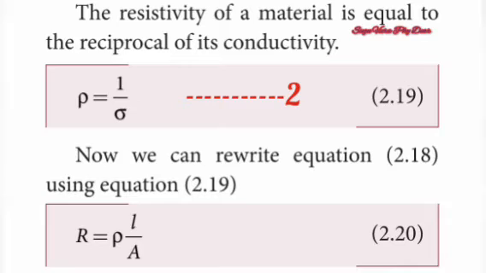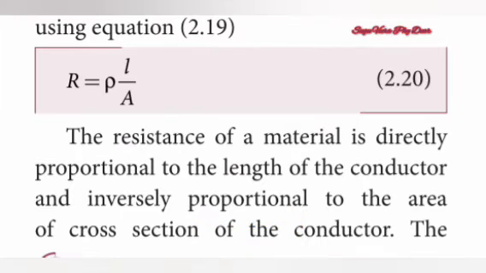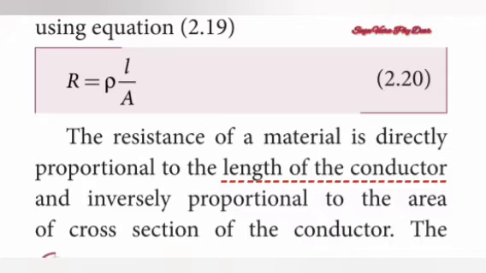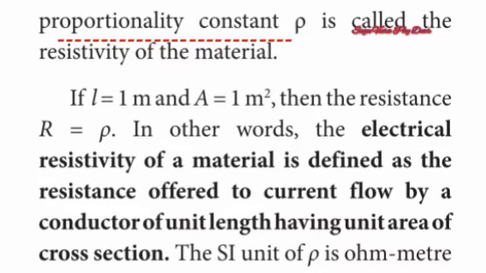Equation number 2, substitute in 1. Now we can rewrite equation 1 using equation 2. R equal to rho L divided by A. The resistance of a material is directly proportional to the length of the conductor and inversely proportional to the area of cross section of the conductor. The proportionality constant rho is called the resistivity of the material.